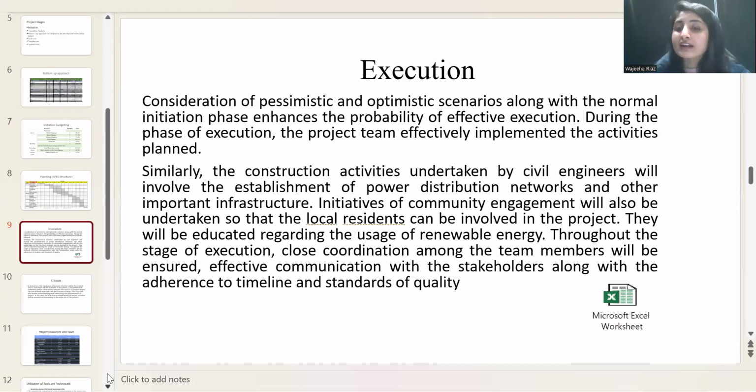Close coordination among the team members will be ensured, with effective communication with the stakeholders along with adherence to time and quality standards.